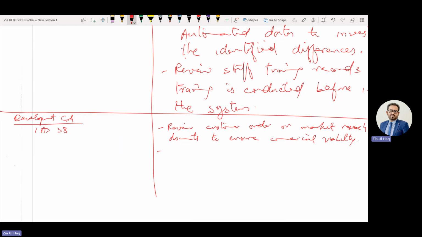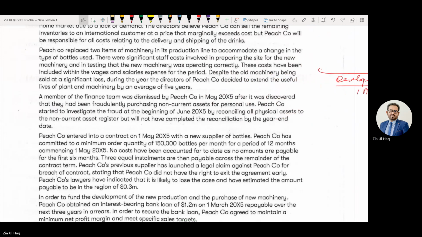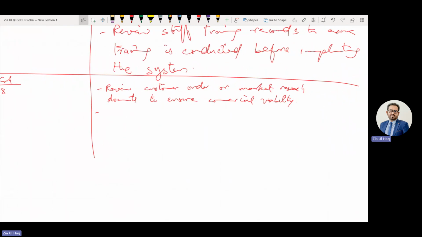What else? There could be chances like cost, how much the cost they have capitalized? 1.8 million. So there could be chances cost is not measured reliably. How can we verify cost? Inspection of budget copy, cost budget.